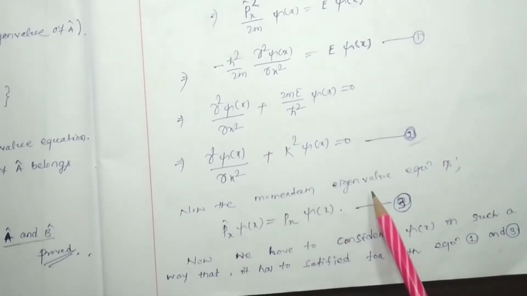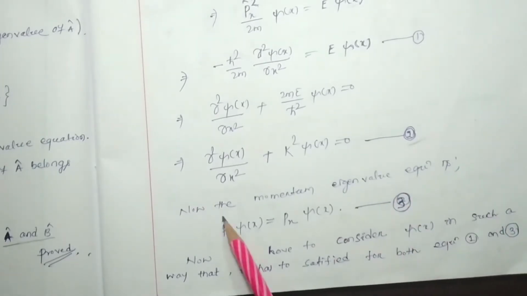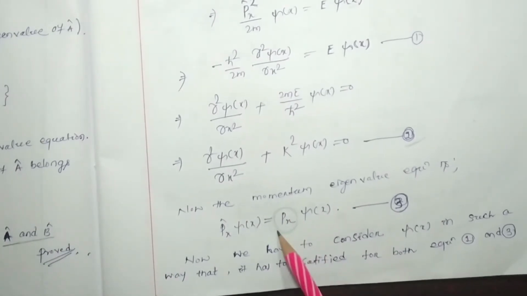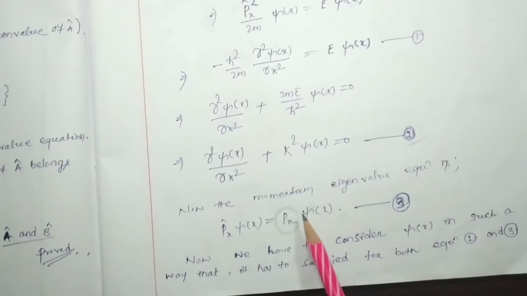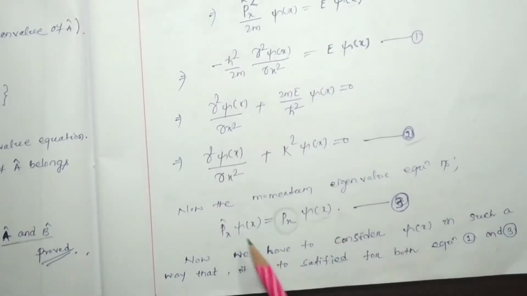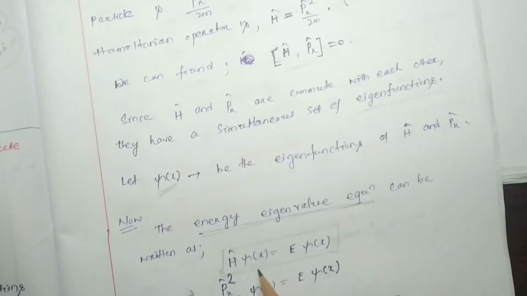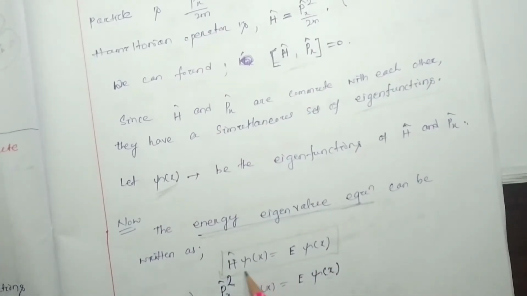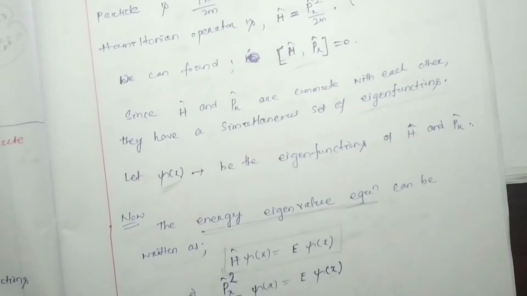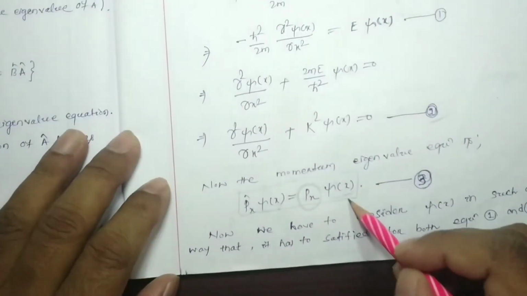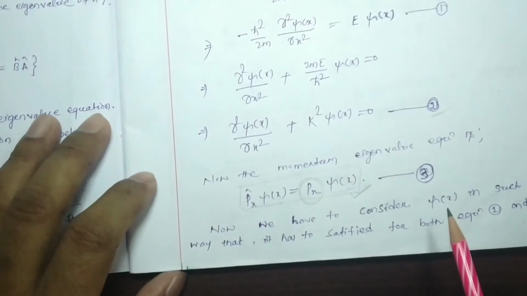Now the momentum eigenvalue equation is p x cap psi x equals p x, the momentum value, or we can say the eigenvalue of the momentum operator, times psi x. So this will be the so-called eigenvalue equation for the momentum, and the other will be the eigenvalue equation for the energy, because here we have considered that psi x is the eigenfunction for both energy and momentum. So you can see these are the so-called eigenvalue equations.